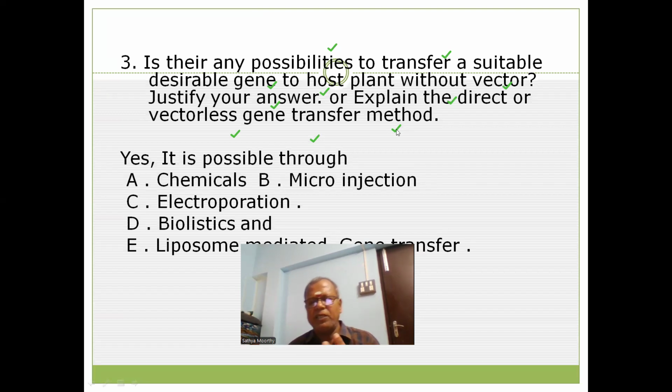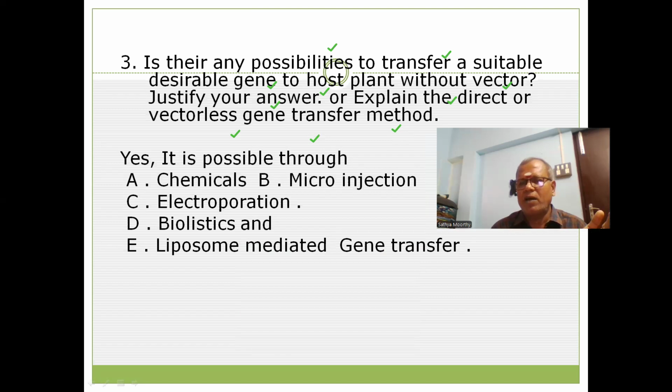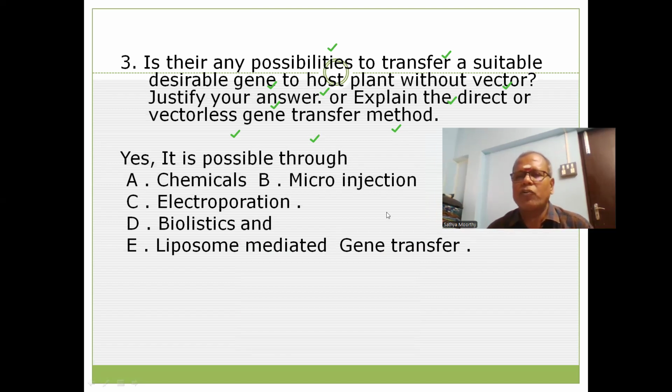In biotechnology, in genetic engineering, we need a donor and a host. Sometimes we can transfer the particular DNA fragment into the host via vector. Here the question is, is there any possibility to transfer a suitable desirable gene to host plant without vector? Yes, possibilities are there. We can transfer the gene from the donor to the host without the help of the vector. And this is called a vectorless gene transfer methodology.